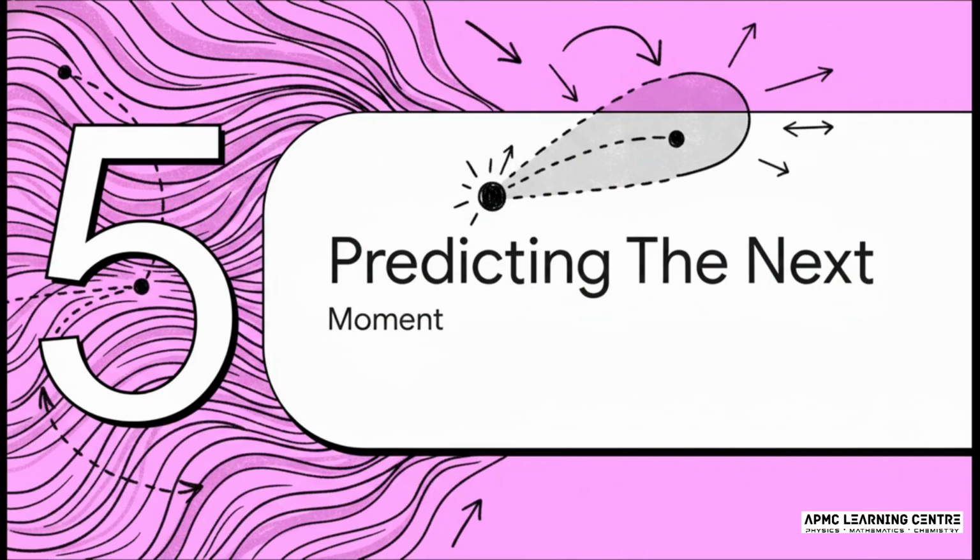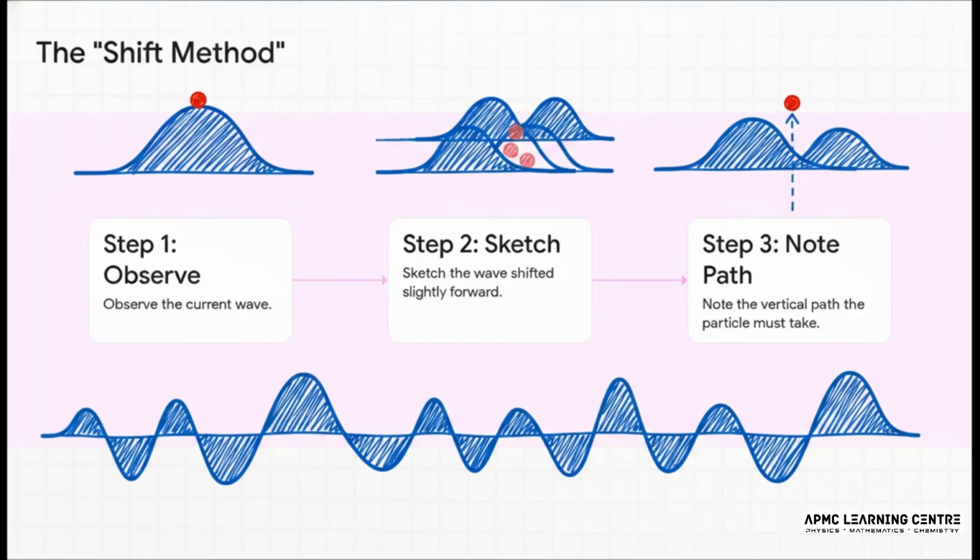So what's the point of having a blueprint if you can't use it to do something cool? Well, one of the most powerful things we can do is predict the future. Specifically, we can figure out exactly which way any particle on the wave is about to move. And for that, we have this awesome little trick called the shift method. It's super simple but incredibly effective.